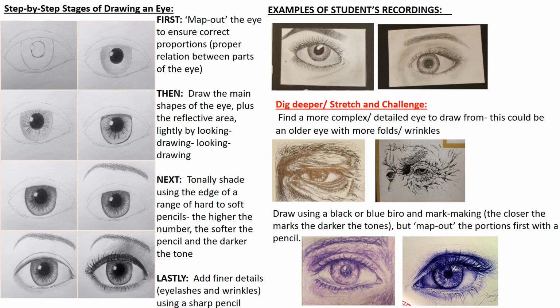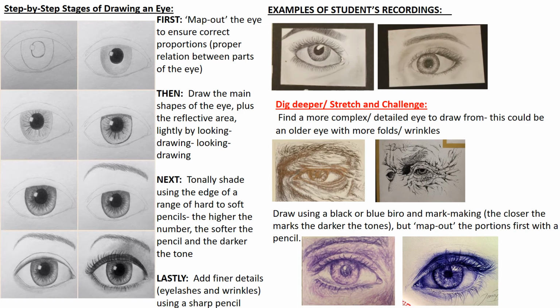So here are some step-by-step stages of drawing an eye. The step-by-step eye drawings are on the left-hand side, so that it starts from the top left and finishes in the bottom right. So first, map out the eye to ensure correct proportions. Proportions are the proper relation between parts of the eye. So for example, you wouldn't want the pupil, the black part of the eye, to be the same size as the iris because it would be out of proportion. So please make sure you map out your proportions first.